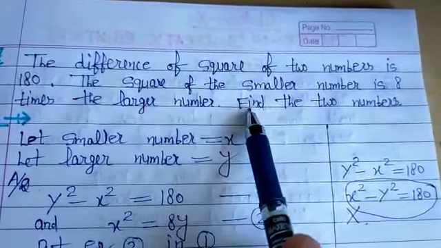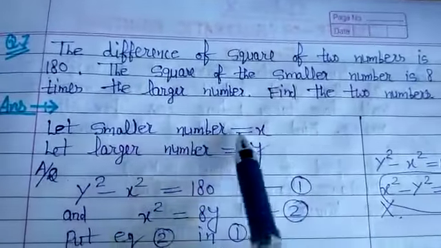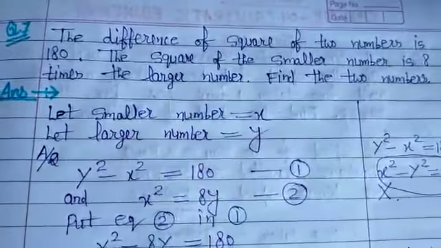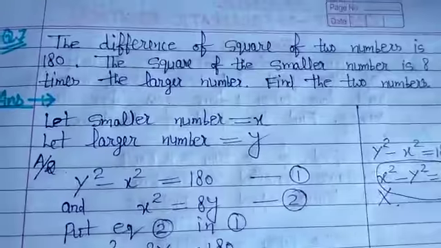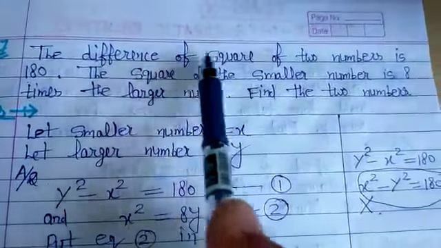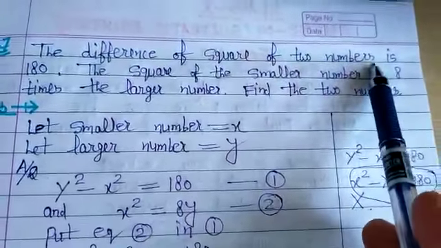Last line of the question is: find the two numbers. So let us suppose that the smaller number is x and the larger number is y. You can interchange them also, smaller number y and larger x. Now it is given that the difference of squares of two numbers.